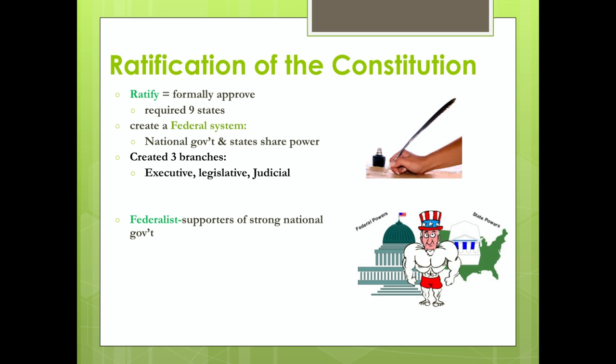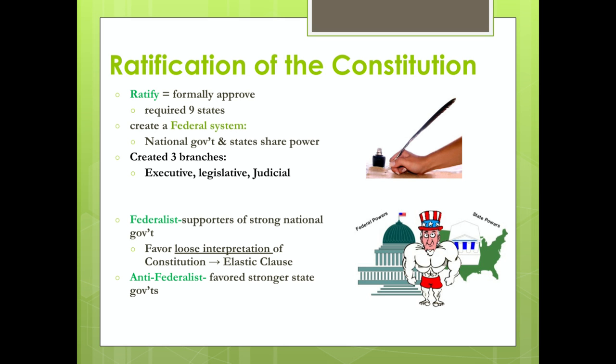Out of this, there are going to be 2 groups or 2 parties that are going to form. These are going to be the first 2 political parties. The first one being the Federalist Party. These were supporters of a strong national government. If you were a Federalist, you believed in a loose interpretation of the Constitution. You believed in something known as the elastic clause, that the Constitution could be interpreted however you wanted to make it fit whatever you needed it to fit. So Federalists believed in a loose interpretation, and they believed in the elastic clause within the Constitution.